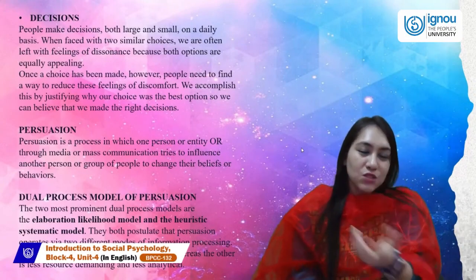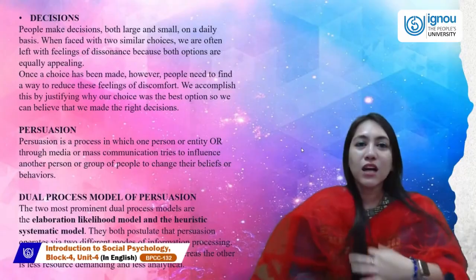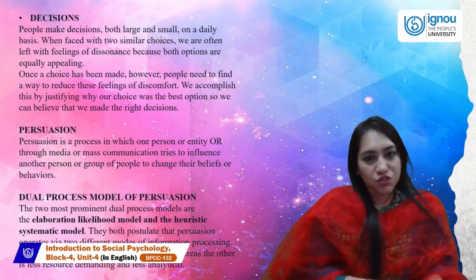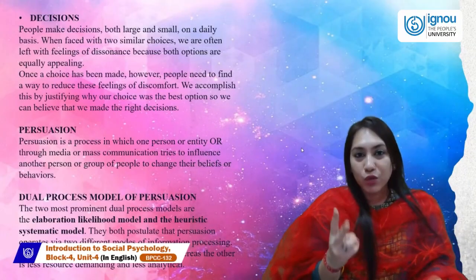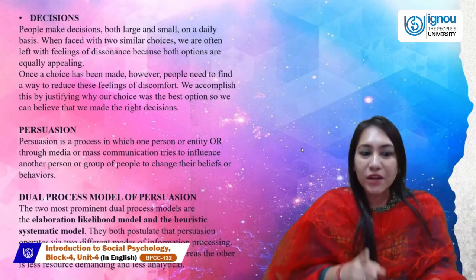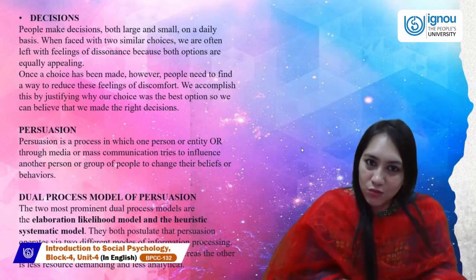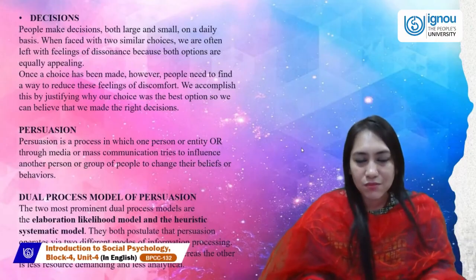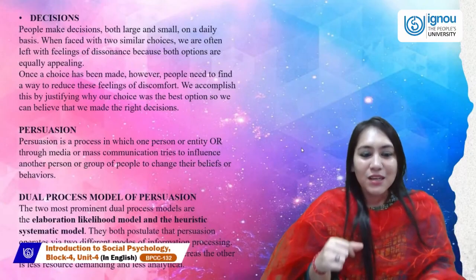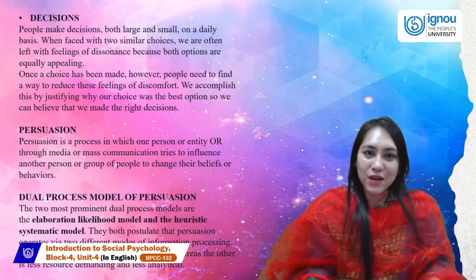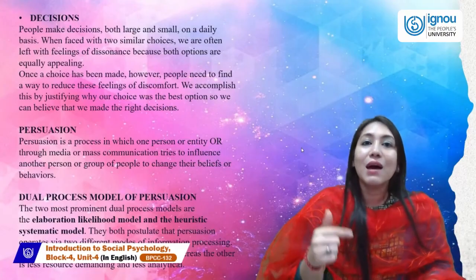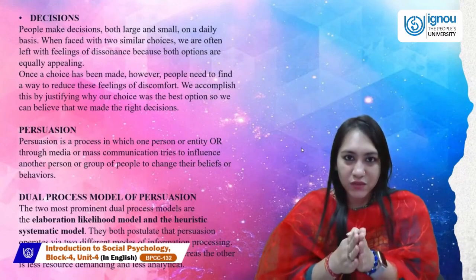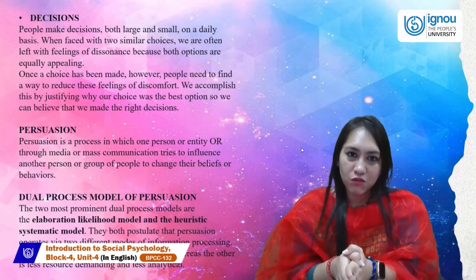Persuasion has a dual process model, which comprises two processes working together. One is called the elaboration likelihood model, and the other is called the heuristic systematic model. Heuristics are shortcuts. So the latter requires less effort and is less demanding, whereas the elaboration likelihood model is more demanding. There are two models in one, and that's why it's called the dual process model of persuasion.